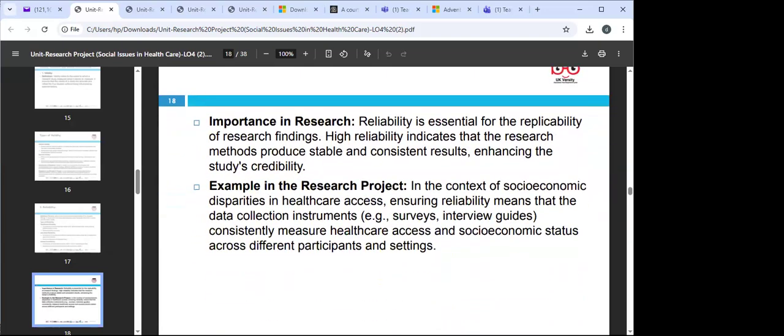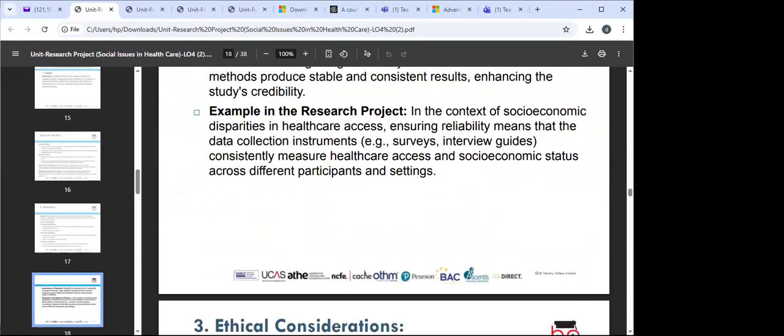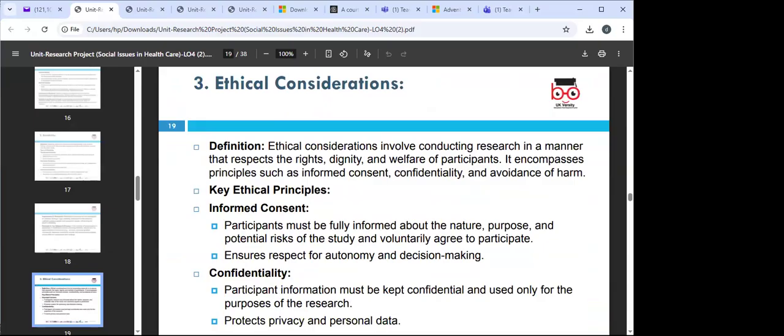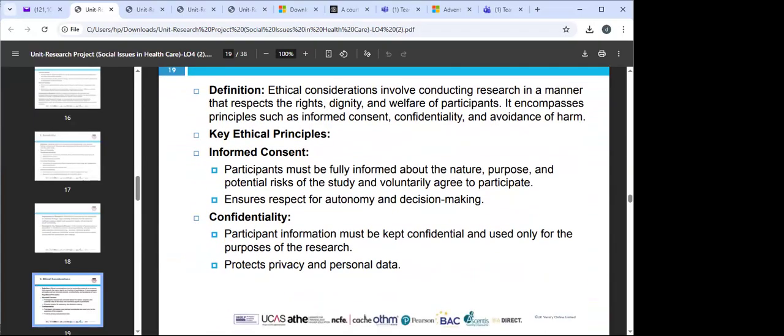Importance of research and examples of research projects, we mentioned that. Ethical considerations. When we say ethical considerations, we mean that you cannot involve participants in your research work, in terms of data, without seeking consent from those you approach, because you need to tell them what you seek to do.